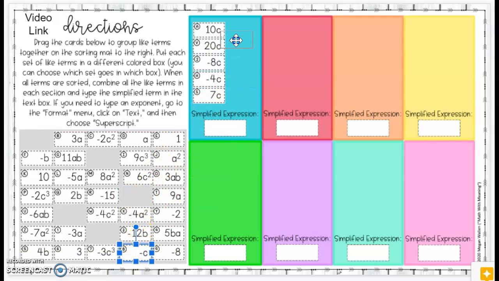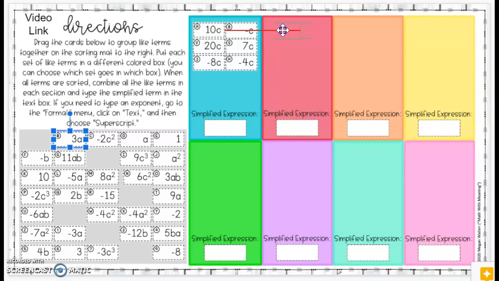And it can be a negative C though. It does not have to have a coefficient or a number in front of it. It just has to, let me organize this so you guys can see it a little bit better. There, it just has to have the variable C. That's what's going in this first box for me. You can put it in whatever color box you want.